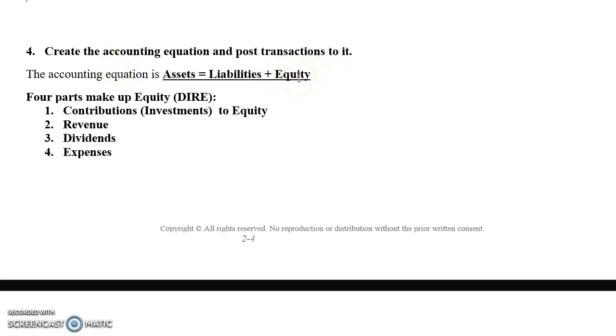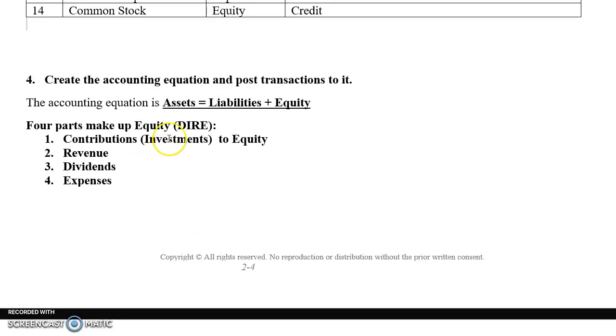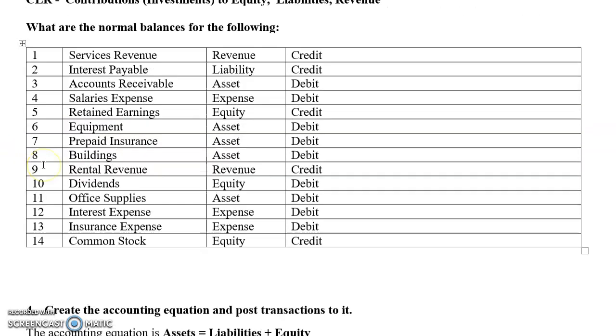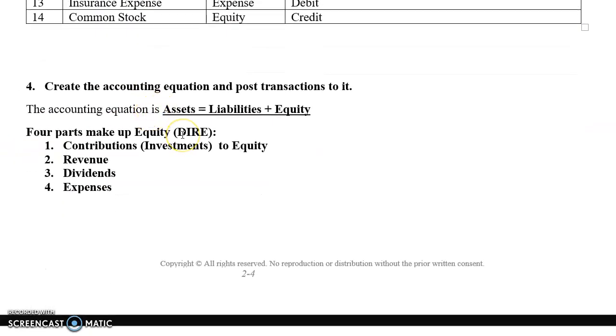Now I want to just dig into equity real fast. What makes equity go up and what makes it go down? Contributions make it go up. Revenue obviously makes equity go up. Dividends and expenses make equity decrease. So DIRE. That's another way to remember it if you like remembering things like that. So you have AD clear and you have DIRE now. It could help you as you start to learn this.